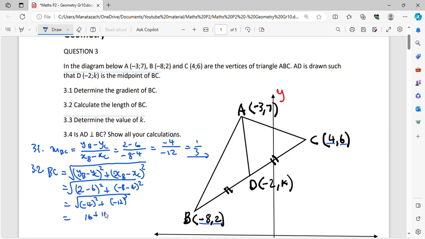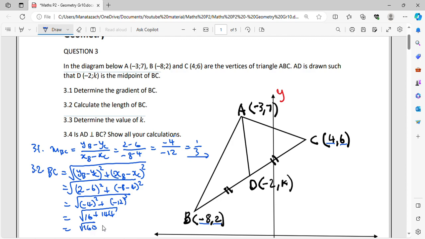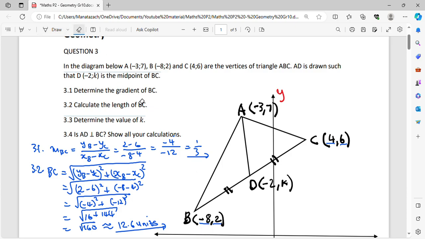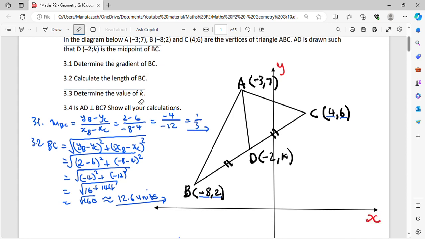And then here it's minus 4 squared plus minus 12 squared. 16 plus 144, square root. So you will have the square root of 160, which is approximately, if you punch it on the calculator, 12.6 units as a length. So that's how you work out question 3.2.